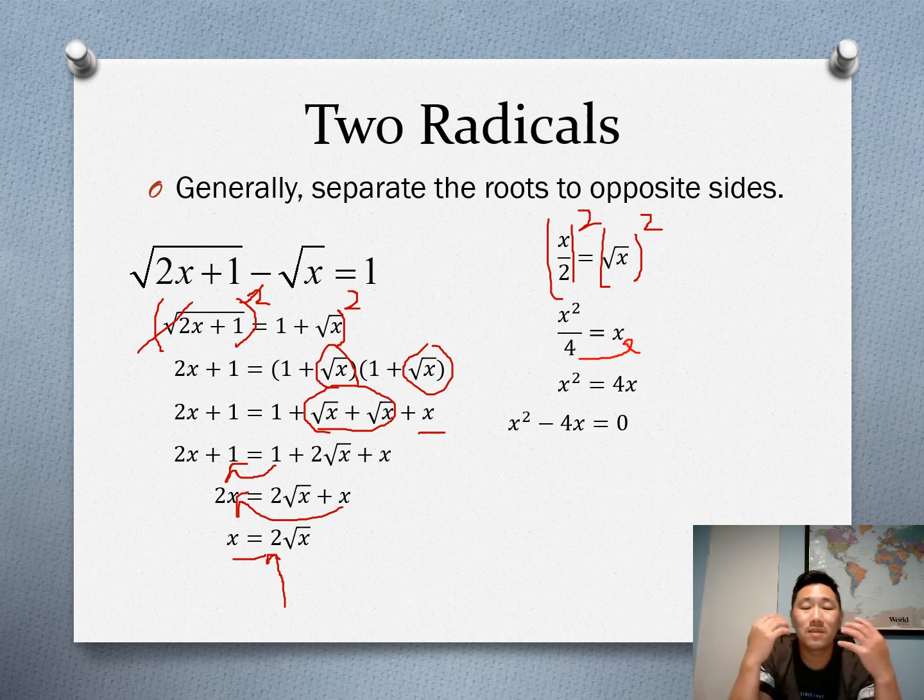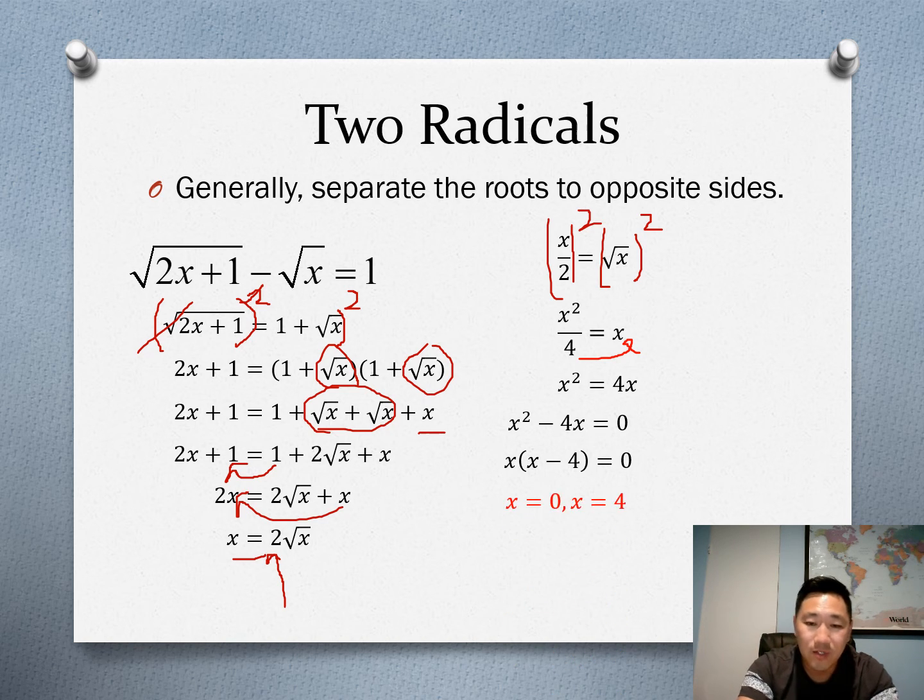All right, and so from here we have a quadratic equation. You can either factor it, use the quadratic formula, graphing it, or completing the square. But in this case, I'm going to just factor it. I'm going to pull out an x. And then from there, I get my two answers, x equals 0 and x equals 4.